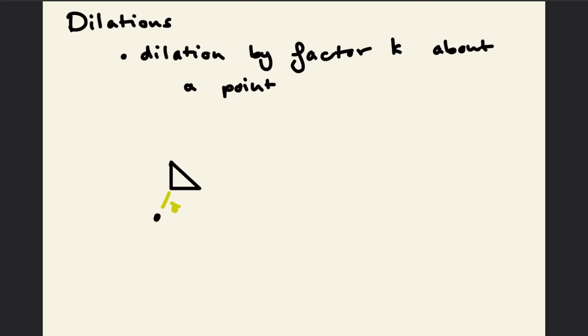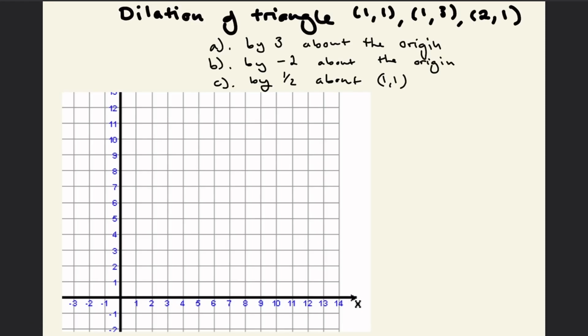This distance, let's call it d. If you're dilating by a factor of k, then the distance of this point right here after the dilation will be kd from the point by which you're dilating. So I'm going to show you an example to make this make sense. So this is the example.